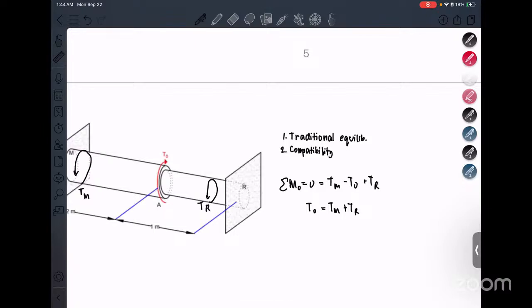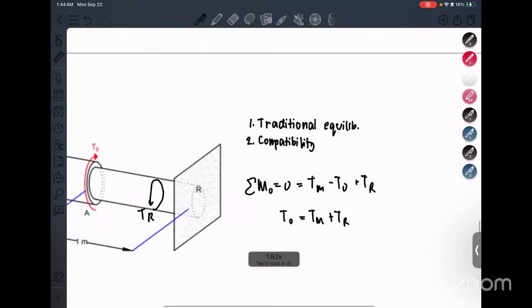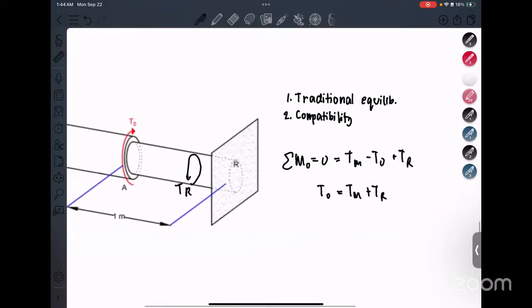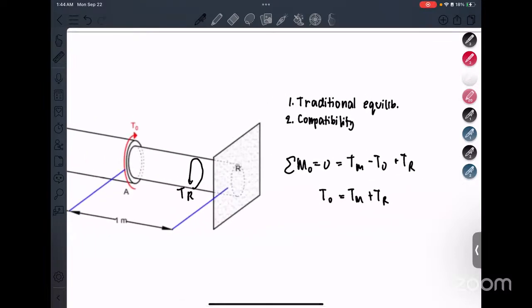Because this is a twisting question, we don't have x and y here, which might be a good thing. It makes it so much more complicated if there were. So the next thing we want to find out is compatibility equations.